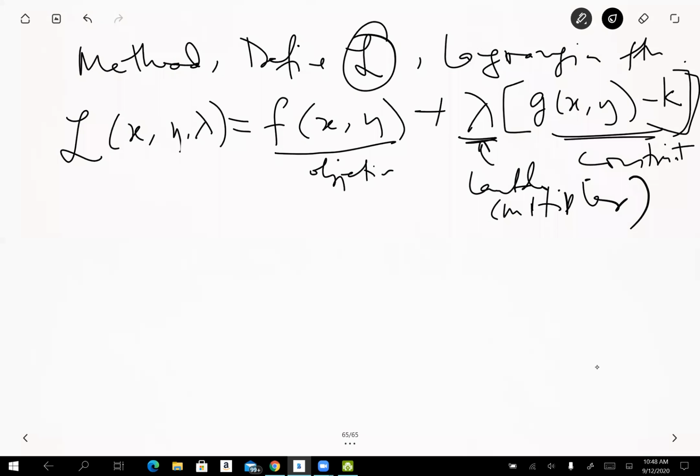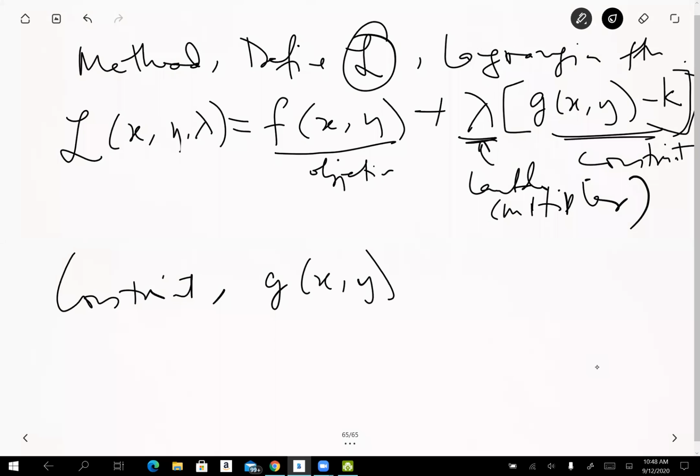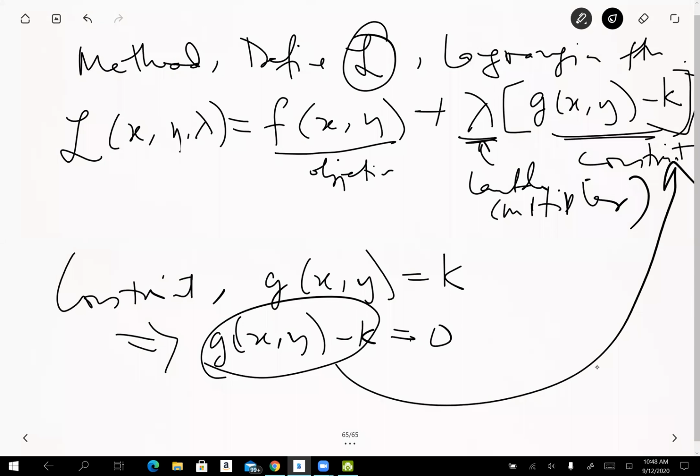Okay, all right. So now, if you look at the constraint, you have another form, g of x, y minus k. The constraint you are given is g of x, y equal to k, where k is a constant. So you rewrite that. You bring the k to the left, then you get g of x, y minus k equal to 0. So simply by rearranging the terms, you bring the constant to the left, and that is the form we want to have to come up with the Lagrangian function.